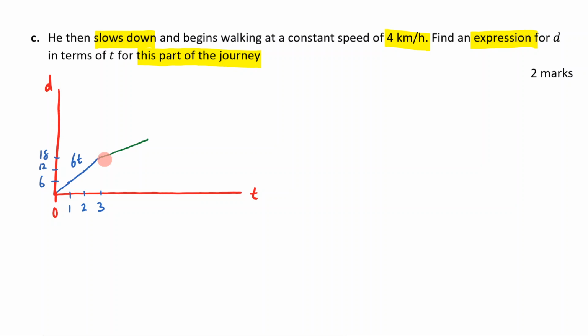So how am I going to do this? Well, I know that I'm walking at 4 kilometers an hour. So I'm correct in saying it's 4t, because that's simply going to be the gradient that I'm walking at, this 4 here.